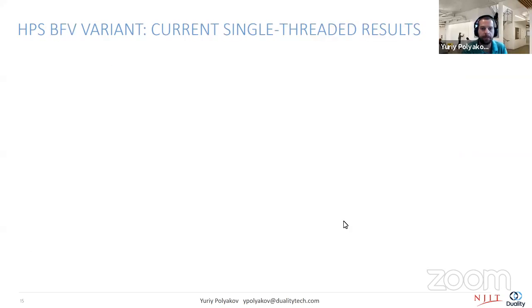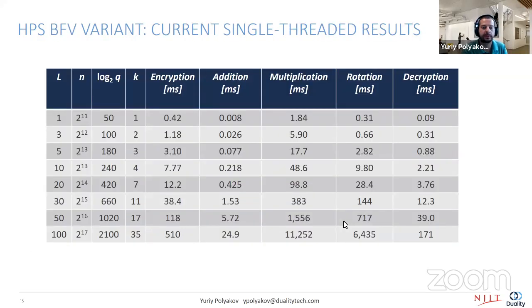So something that I wanted to show is just how fast BFV is. These results are somewhat faster than what was presented in the HPS paper, probably by 2x to 3x, depending on the specific row. There are two interesting observations from this table.